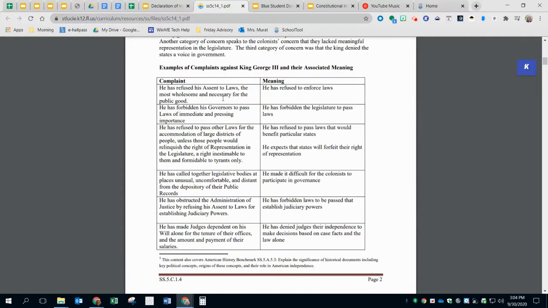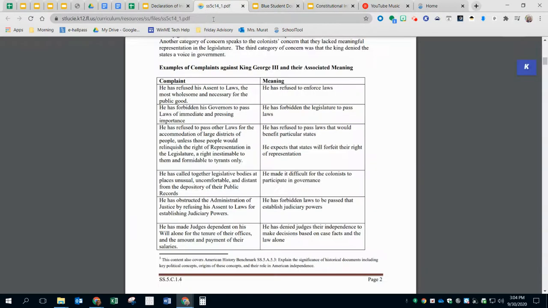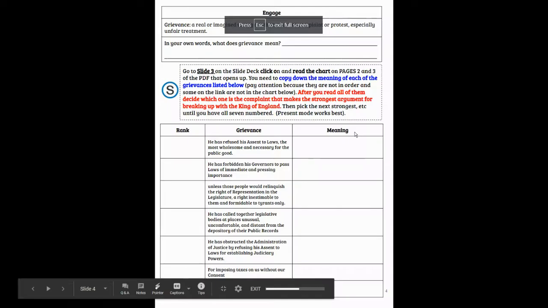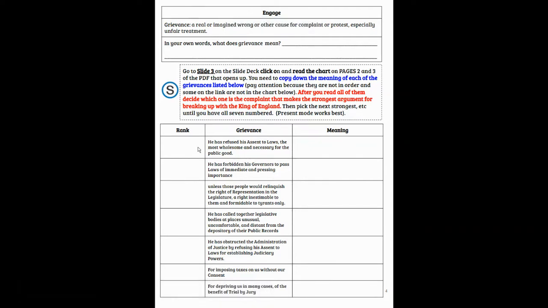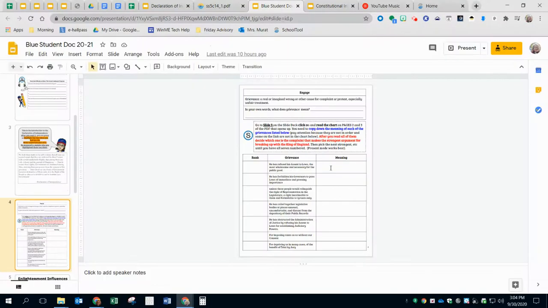I copied the grievance, but not all of them. And here's the meaning. So you literally just have to find the grievance that is in your doc. So, he has refused his assent to laws. You find that in here, it's right here. He has refused his assent to laws, and you write down the meaning: he has refused to enforce the laws. After you're done with copying down the meaning, you need to decide which of these are the least important versus which is the most important. So you're going to rank them 1 through 7. 7 is the least important and 1 is the most important.